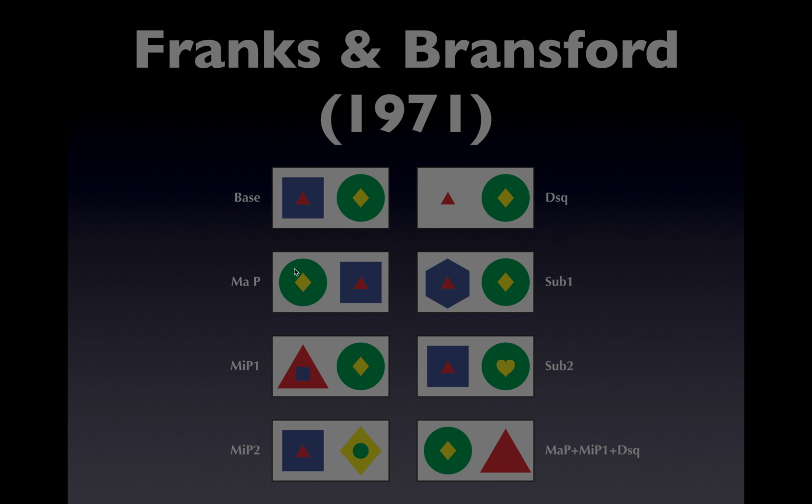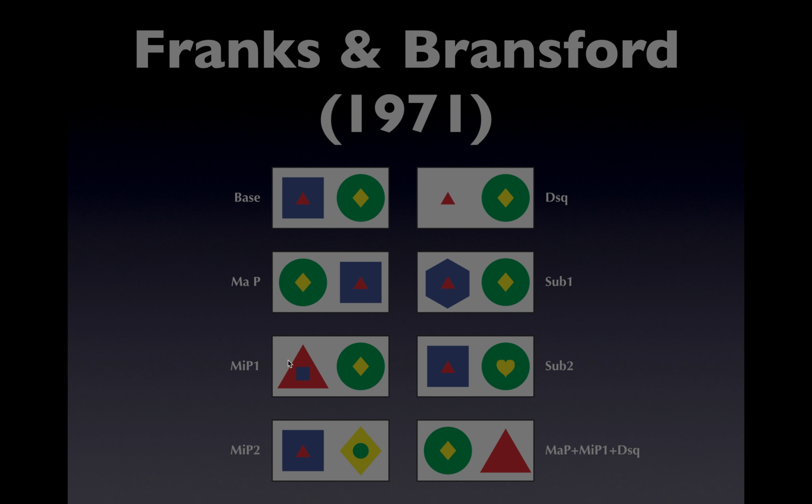Or this one below the base configuration is a major permutation. What they did was they swapped the things from left to right, right? The whole double object, the blue square with the red triangle went to the right, and the green circle with the yellow diamond went to the left. Or another transformation could be substitute shape 1. So instead of a blue square, now you have a blue hexagon.